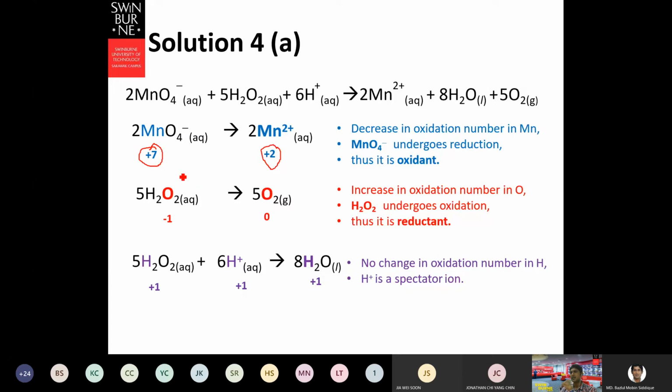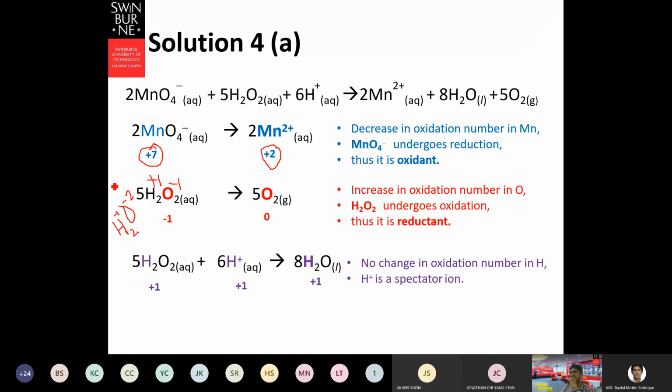Hydrogen peroxide, however, is from -1, because this is one exception. Hydrogen is +1, oxygen is -1 for hydrogen peroxide, H2O2. However, hydrogen is +1 still, but oxygen is -2 in water. Okay, so this is one thing to note.